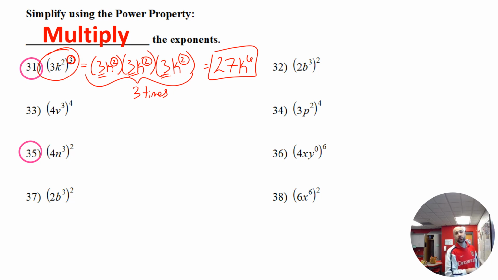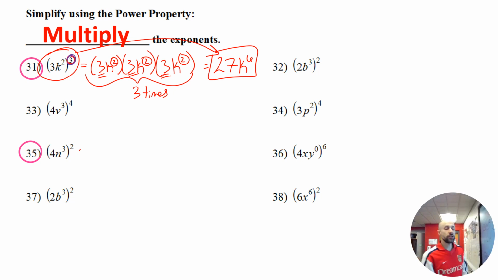So this expression I started with is equal to 27k to the 6th. Well, the power property tells us there's a shorter way that we can do that. We can do that simply by taking the exponent on the outside and multiplying it to each exponent on the inside. So there is a hidden 1 exponent with the coefficient. So 3 to the power of 1 and k to the power of 2.